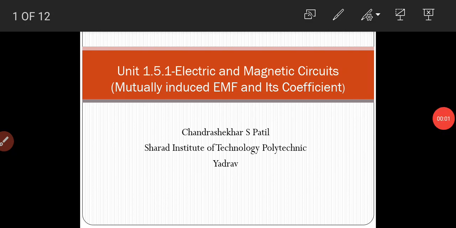Hello students, today we will discuss unit 1.5.1 in the topic electric and magnetic circuits. The subject name is basic electrical and electronics engineering. In that, today we will understand about mutually induced EMF and its coefficient.